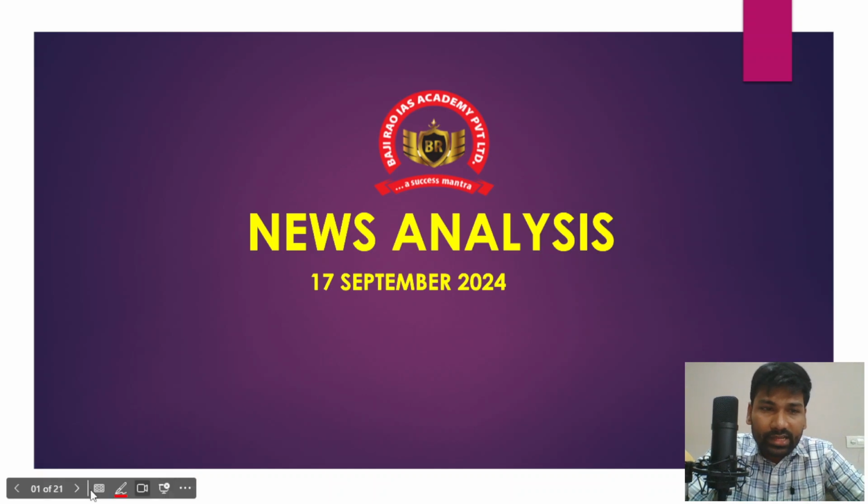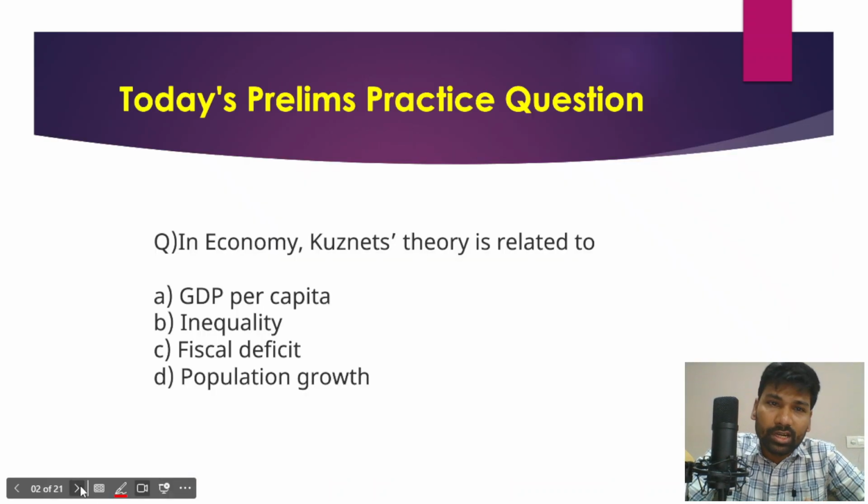And you all knew that yesterday there was one prelims practice question. The question is: in economy, Kuznets theory is related to which of the following things? Option A, GDP per capita; option B, inequality; option C, fiscal deficit; and option D, population growth. When we talk about the Kuznets curve or Kuznets theory in economy, it is related to inequality, right? So inequality is the correct answer for this question. Therefore, the correct answer is option B.